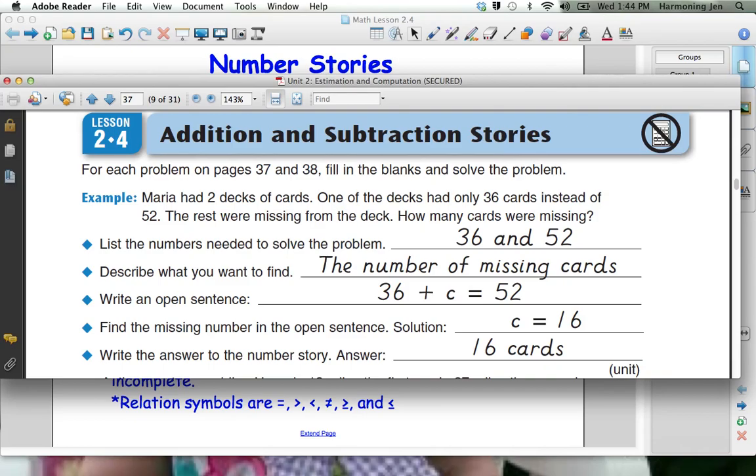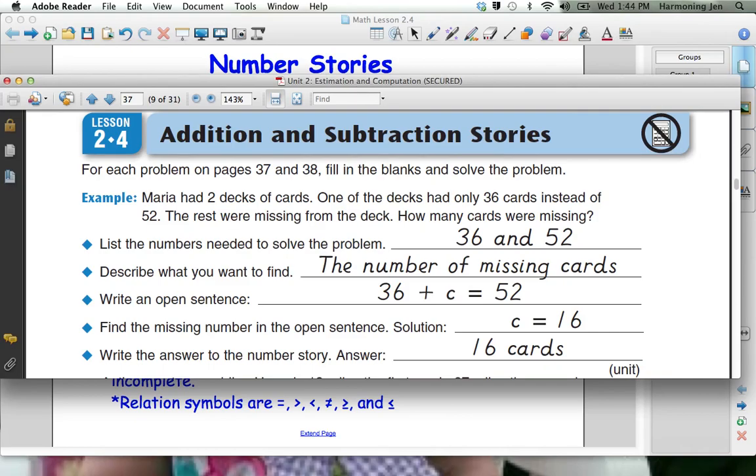You've got to watch out for that when you're doing story problems because sometimes there's more stuff in there than you really need. So we want to focus on what we really need. So in order to solve the problem, we need the numbers 36 and 52. Describe what you want to find. Always look back to the question for this. What was the question? How many cards were missing? So what do we want to find? The number of missing cards.